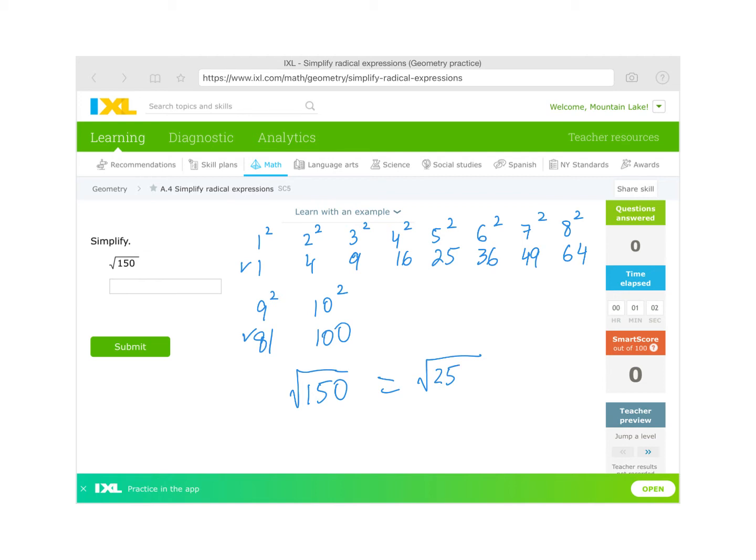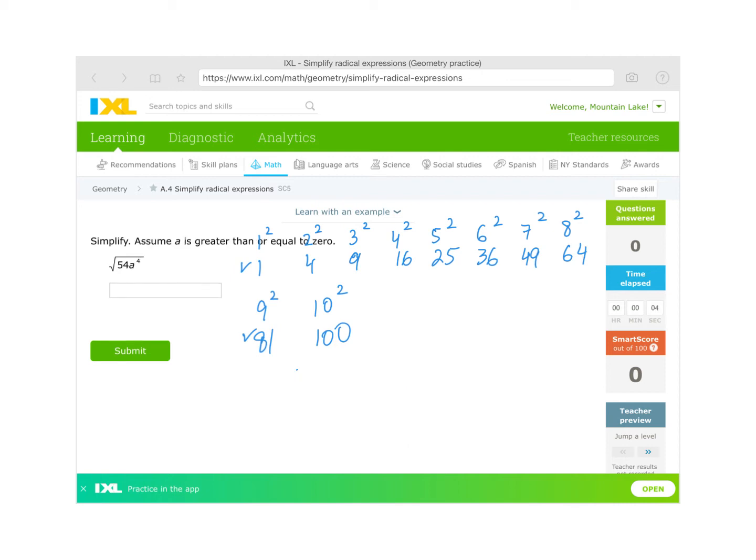So 25. And how many times 25 makes 150? 6 times. So now if I break it this way, square root of 25 times square root of 6, what's the square root of 25? That's 5. What's the square root of 6? It's not a whole number, so therefore we leave it as square root of 6. Let's plug this in. 5 square root 6, and we get our answer.